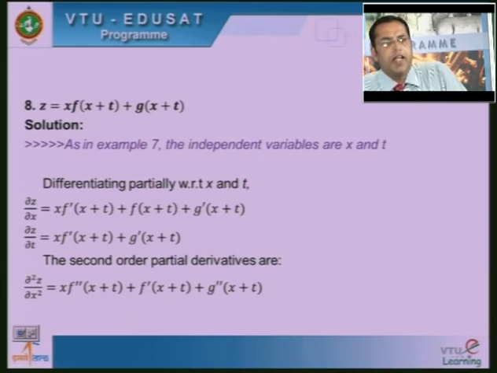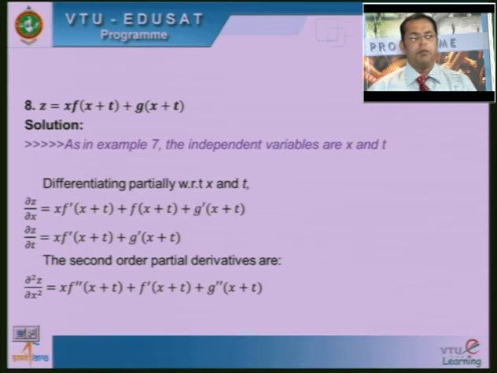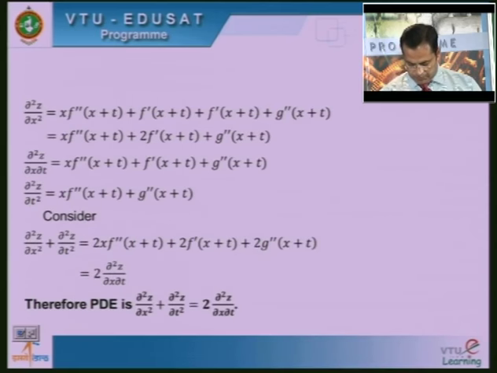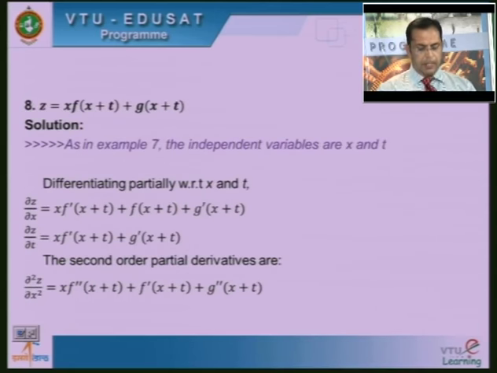One more example where again the independent variables are x and t. So, form the PDE given z equal to x into f of x plus t plus g of x plus t. So, again two functions f and g are to be eliminated. First point, which will give you a PDE of order 2. Second, the independent variables are not x and y, but they are x and t. So, we continue the differentiation as usual.